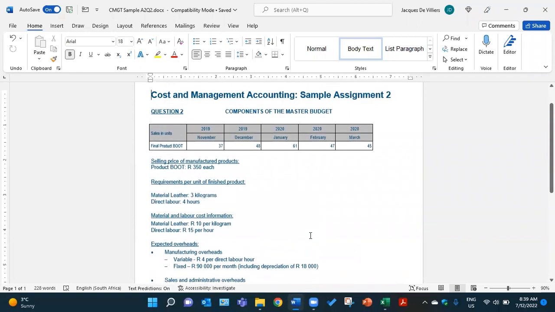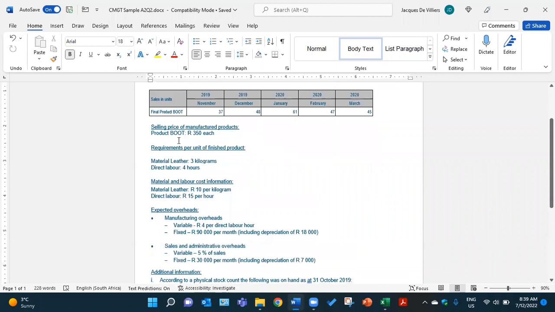Okay. Cost and Management Accounting Sample Assignment 2, Question 2, Components of the Master Budget. You are given the expected sales in units of your product, that is boot. I'm going to assume if the product is called boot, it's boots. For the period November to March 2019 to 2020, you're going to expect to sell 37 in November, 48 in December, 61 in January, 47 in February, and 45 in March. They give you a lot of information.